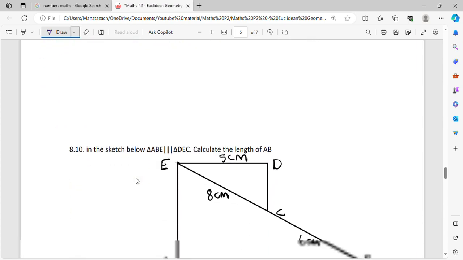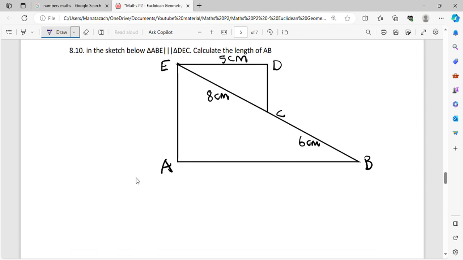Let's go to the last question for today. In the sketch below, triangle ABE is similar to triangle DEC. Calculate the length of AB. We've already been given similarity, so calculating the length of AB would be easier. So let's first find the scale factor.